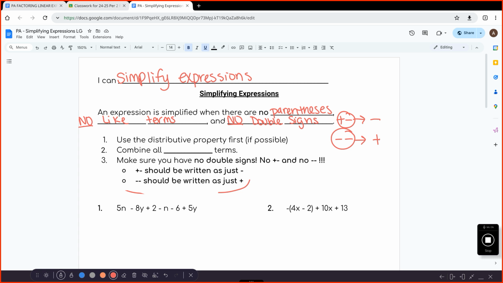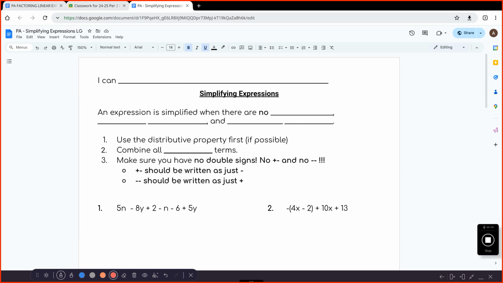The whole point of simplifying an expression is that you rewrite an equivalent expression using as few terms and operations as possible. All right, so step one, use the distributive property first if possible. This is to get rid of the parentheses. Step two, you want to combine all your like terms. And step three, which is what I said earlier, just make sure you don't have any double signs, okay? Again, I don't want to see these together.